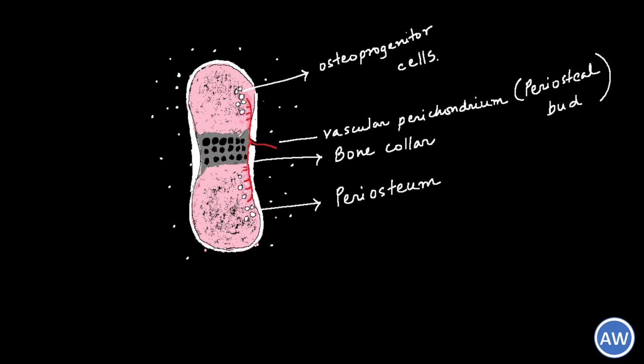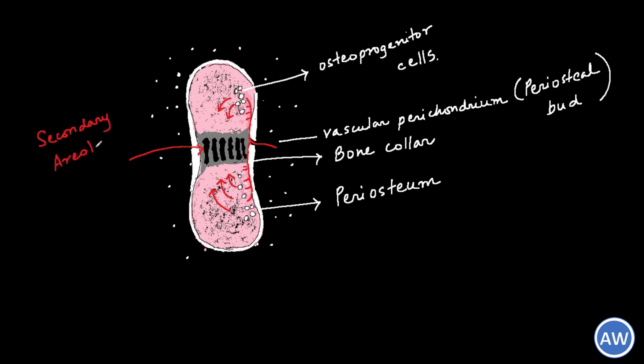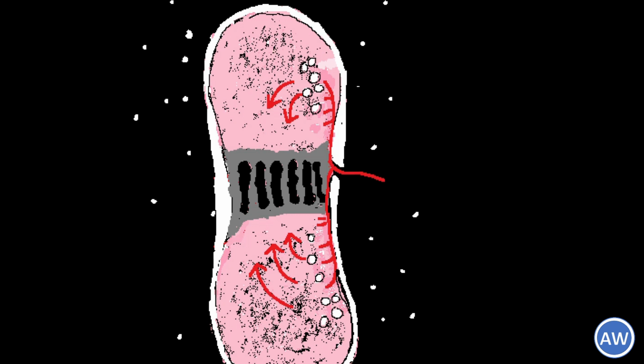The bone collar obstructs the nutrition of the hypertrophied chondrocytes, causing more cell death. The osteoprogenitor cells from the periosteal bud eat away the walls of the primary areolae, thus creating large cavities called secondary areolae. The walls of the secondary areolae are formed by thin plates of calcified matrix that have not dissolved. To have a better view, let us look closer.